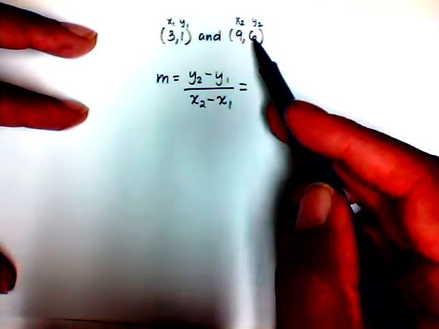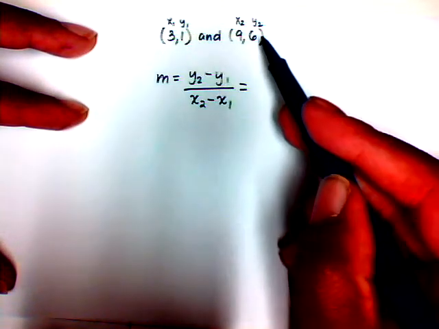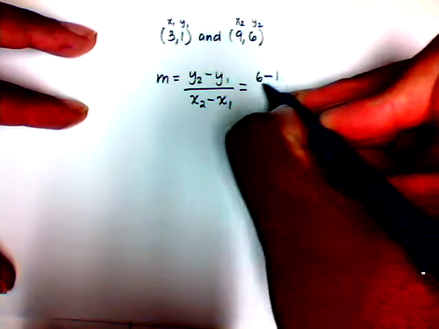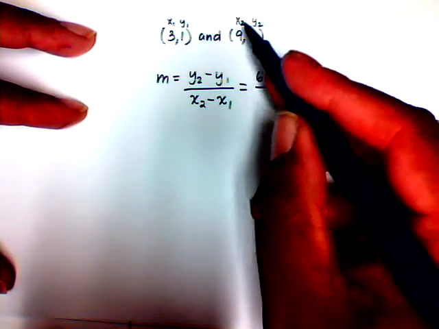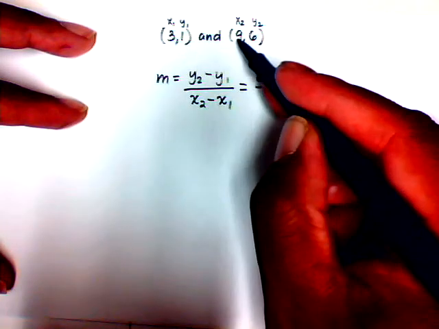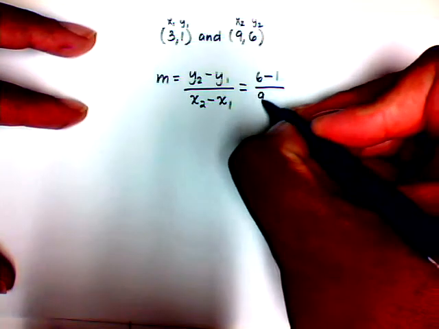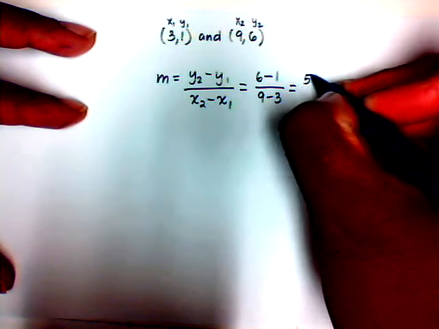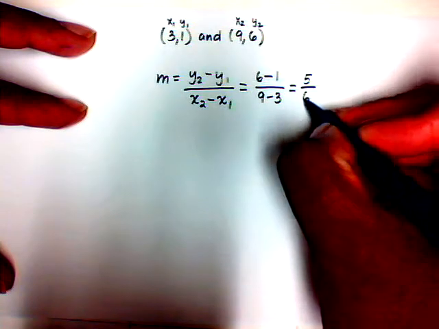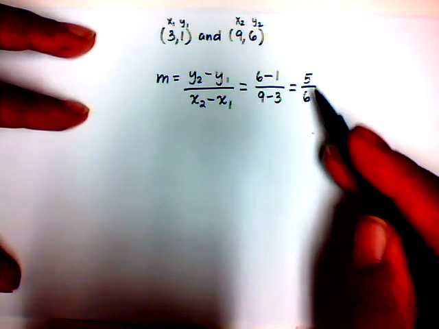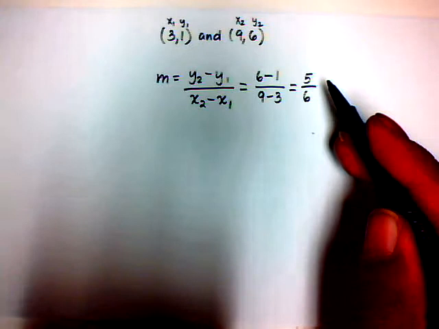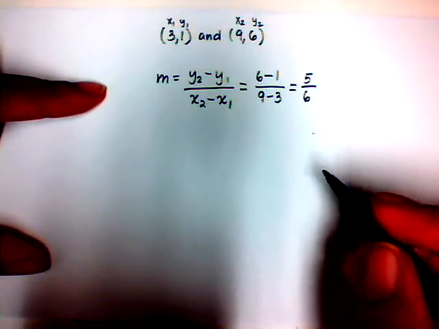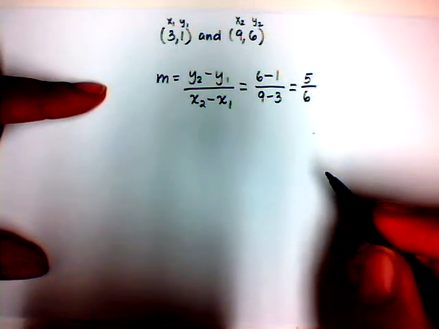y2 minus y1 means 6 minus 1, divided by x2 minus x1, 9 minus 3. 6 minus 1 will be 5, divided by 9 minus 3, that's 6. And this is going to be in simplest form, so it's already in simplest form. The slope is 5/6. So the slope of that line passing through those 2 points would be 5/6.